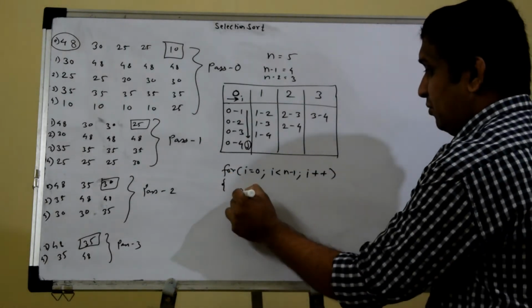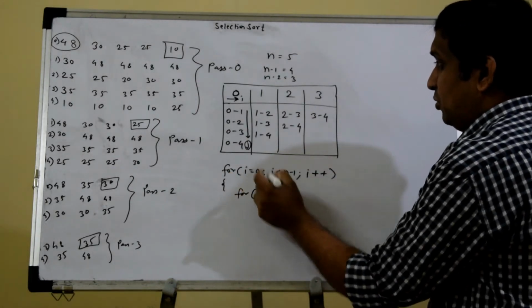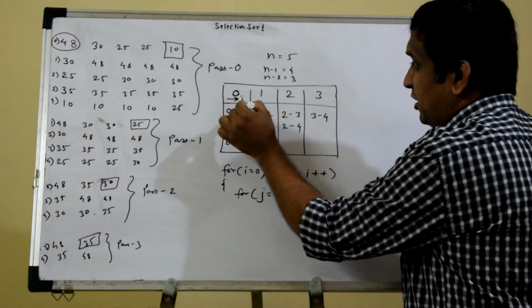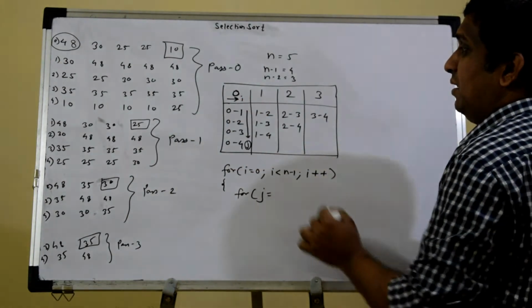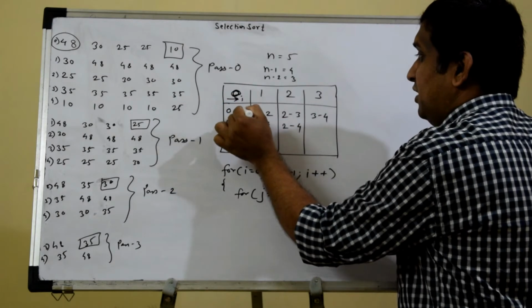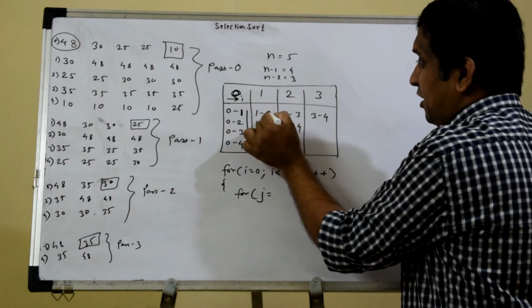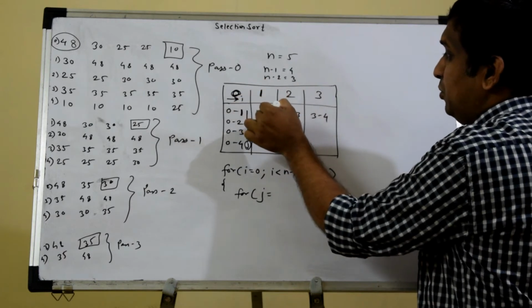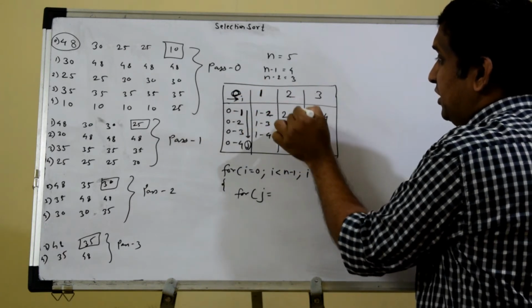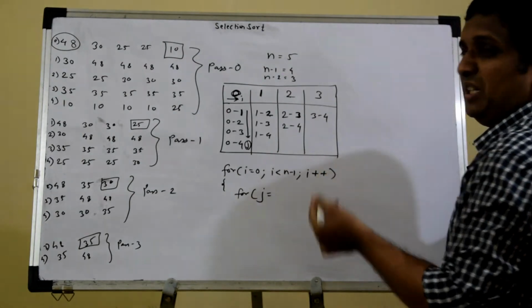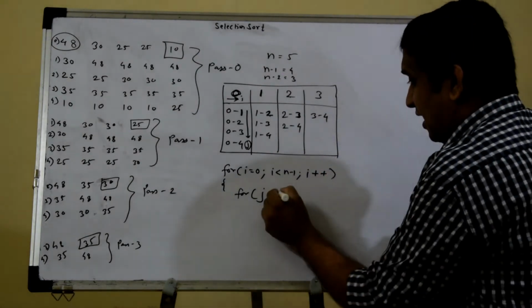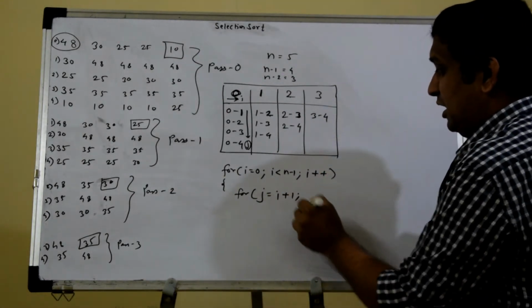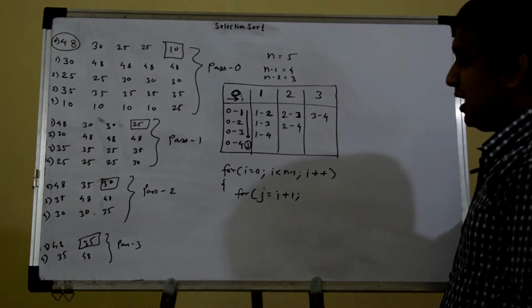Then J. Now J is starting with which value? If you see, this right hand side is J, so it is starting with 1 here. When the I value is 0, J starts with 1. In the next pass it starts with 2, 2, 3, 4. So when I is 1, J starts with 2. When I is 2, J starts with 3, 3, 4. So in general, J starts with the I plus 1 value, so I will initialize J equals I plus 1.